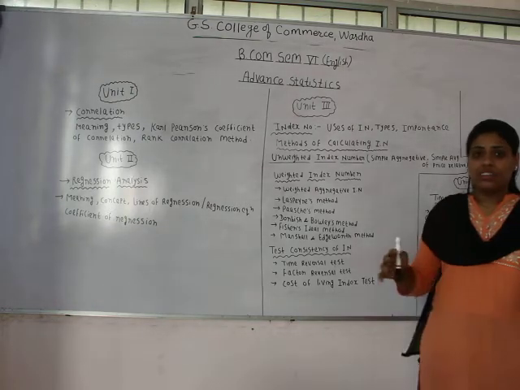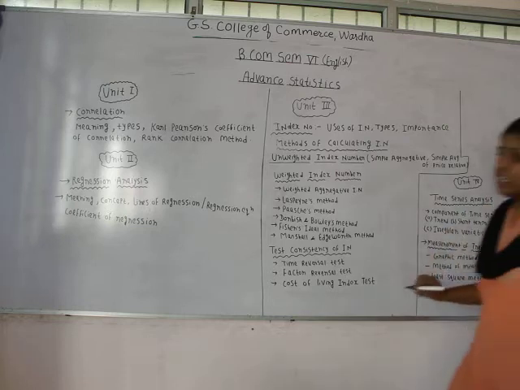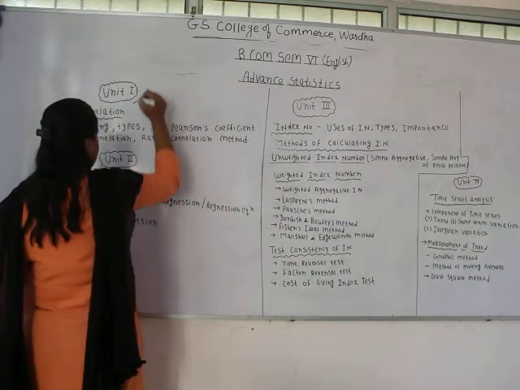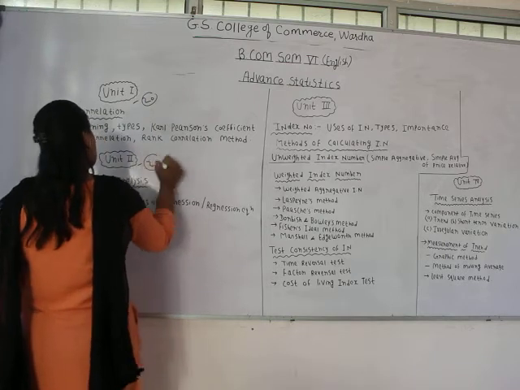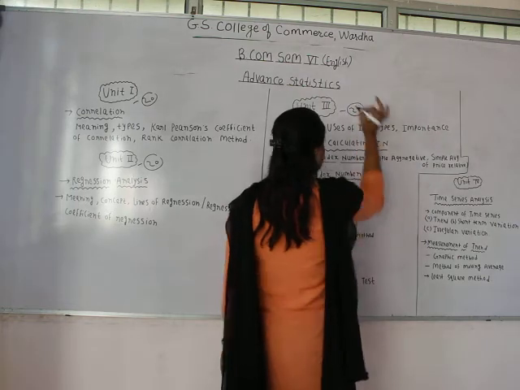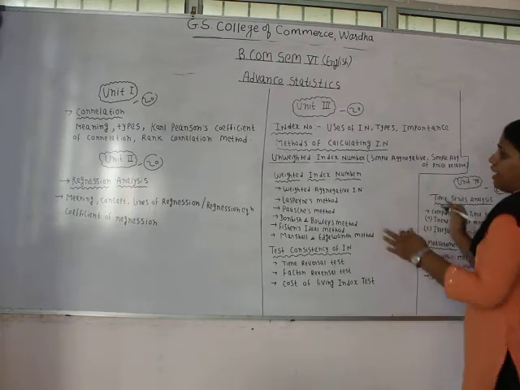As far as your traditional paper is concerned, it would be of 80 marks, whereby each unit would carry equal weightage of 20 marks. Unit 1 would be of 20 marks, Unit 2 again would be of 20 marks, Unit 3 would be of 20 marks, and Unit 4 would again be of 20 marks.